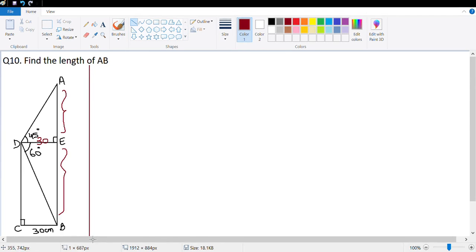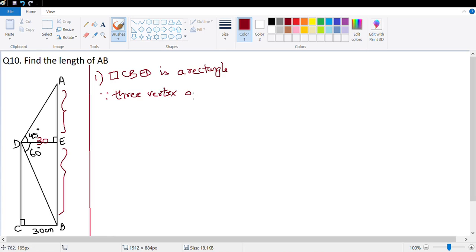So now that we have got two separate triangles, two right triangles, we should be able to calculate using the ratio. So point number 1, quadrilateral CBED is a rectangle since three vertex angles are 90 degree. What it means is, therefore, DE is equal to BC is equal to 30 centimeter. Now let's look at the right triangle ADE.